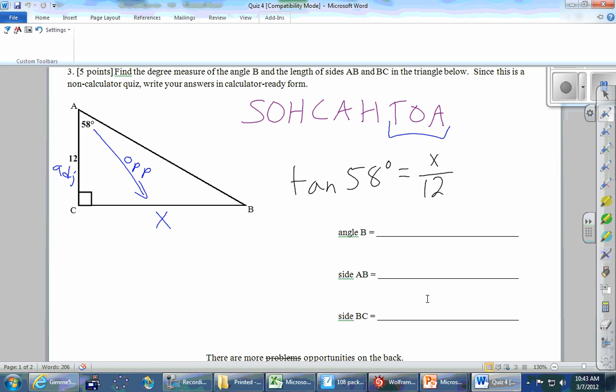Okay, and tangent of 58 is just a number. It is known. You can look it up on Google. You can look it up on your calculator. You didn't have a calculator for the test, so all you had to do is solve for x by doing what to both sides? Multiply by 12. So x is equal to 12 tangent of 58.